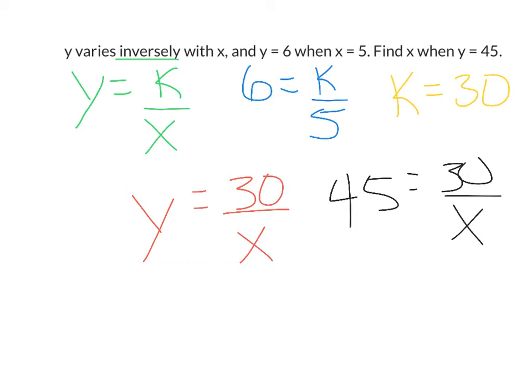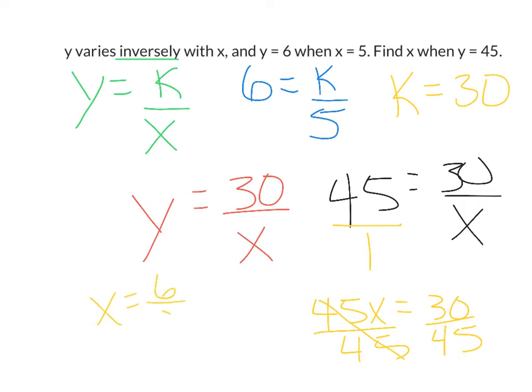Well, I have a proportion because I can write it as 45 over 1. To solve a proportion, I'm going to cross multiply, and I would get 45x equals 30. And then to solve for x, I would divide both sides of my equation by 45 and get x equals 30 45ths. But 30 45ths can be reduced because they both have a common factor of 5. I can divide out the 5 and get 6 ninths.